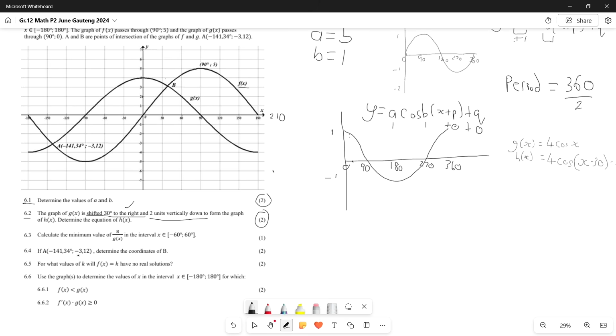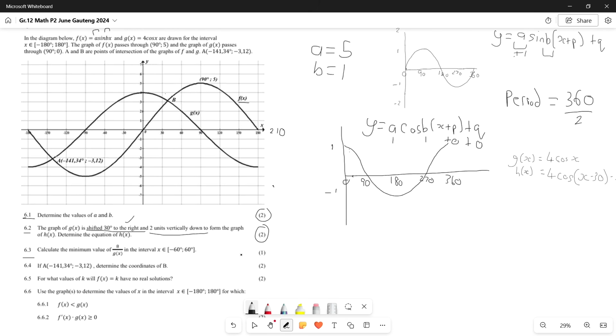Because then from there, for 6.3, it says calculate the minimum value of 8 over g of x in the interval of x is an element of -60 over here to +60 over there. So this is an interesting type of question. A minimum, we're usually looking at the lowest value. So if we're going to look at the lowest value in -60 for g of x, our cos graph over here, we have a +2 here, and as we trace it, we're going from a +2 to a +4 to a +2. And usually a minimum means we just take the lowest value in that little range, and 2 would be the lowest value there.